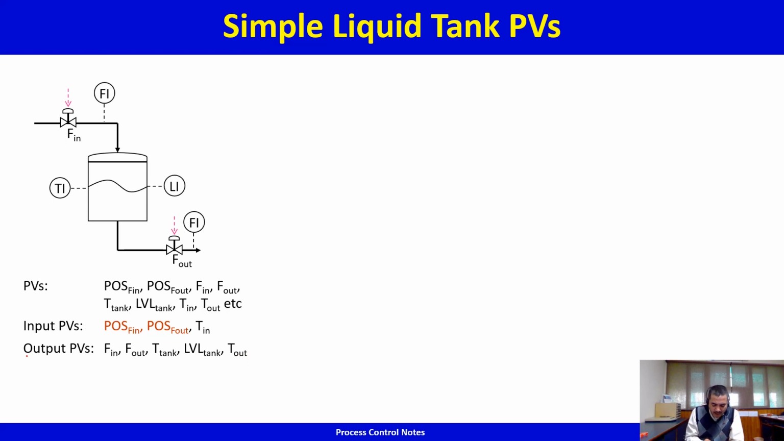Notice that the output process variables are affected by changes in the input process variables. The operator is specifying the valve position of the F in valve and the valve position of the F out valve. Is there anything being manipulated to control something? Right now, no. So there are no MVs in the sense of control. There are no manipulated variables in the sense of control.